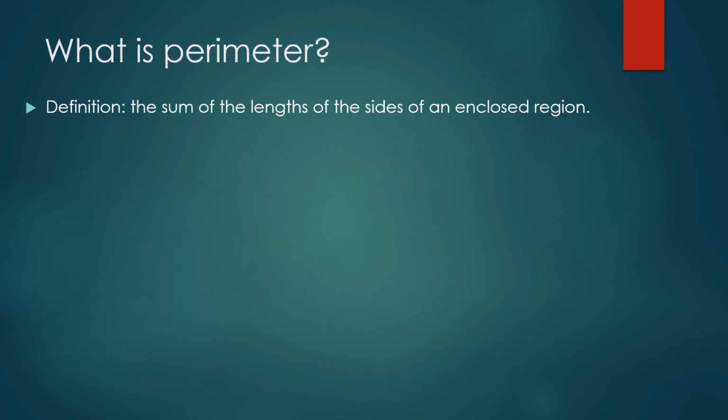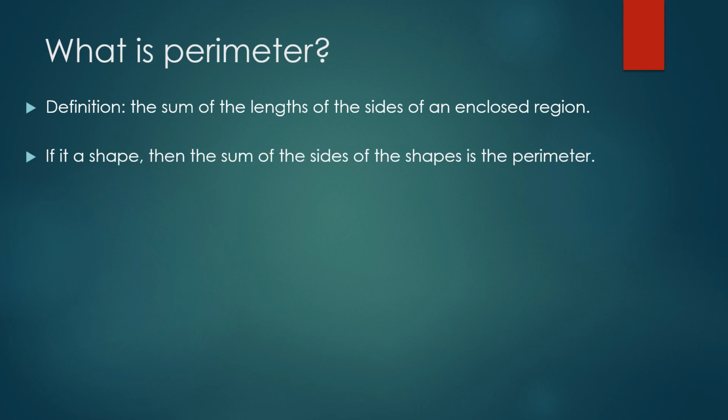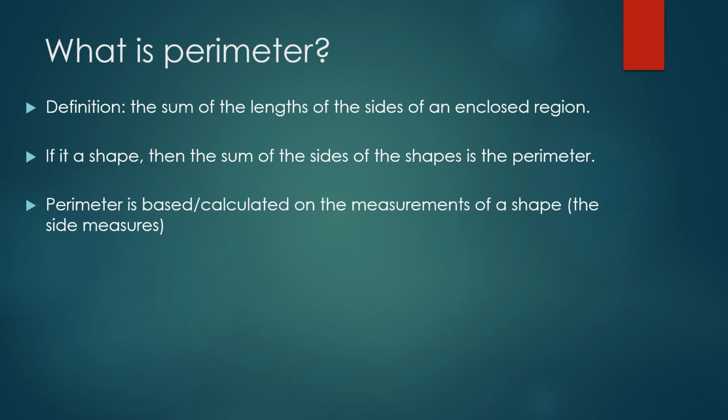So what is perimeter? Perimeter is the sum of the lengths of the sides of an enclosed region. Now, we can simplify this by saying, if it is a shape, then the sum of the sides is the perimeter. So if I have a triangle, for example, and I have 3 sides, 4, 5, and 6, then the perimeter would be 4 plus 5 plus 6. Perimeter is calculated from the measurements of the sides, which makes sense because that's the definition. The definition tells you how to find perimeter.